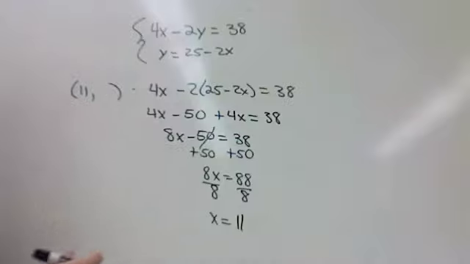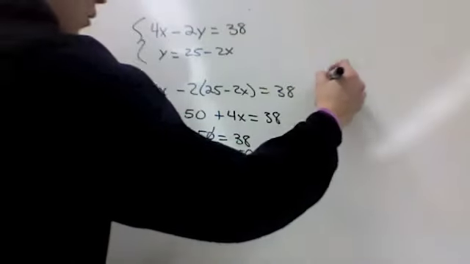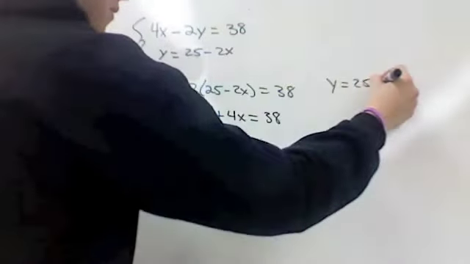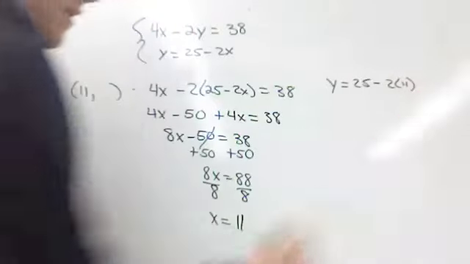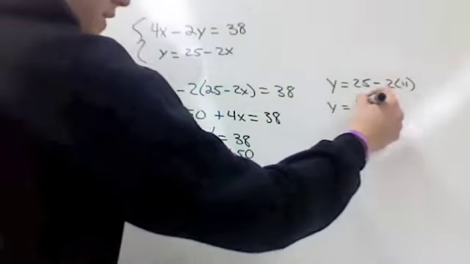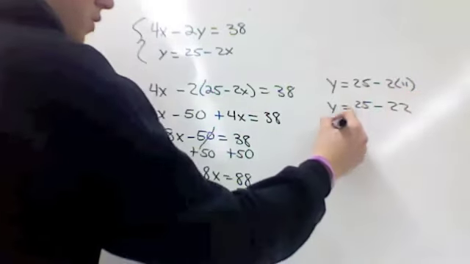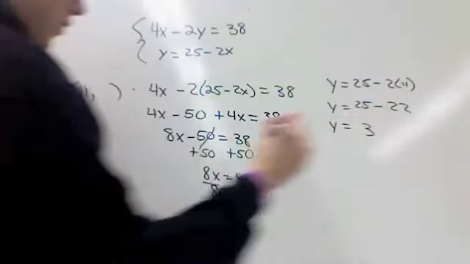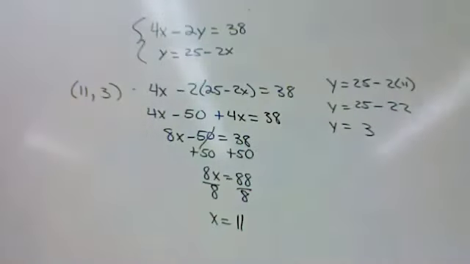So now that we've got that, we simply substitute back in. We had y equals 25 minus 2 times 11. And then we can just multiply out 2 times 11. So we get 25 minus 22. 25 minus 22 is 3. So our final answer is 11, 3.